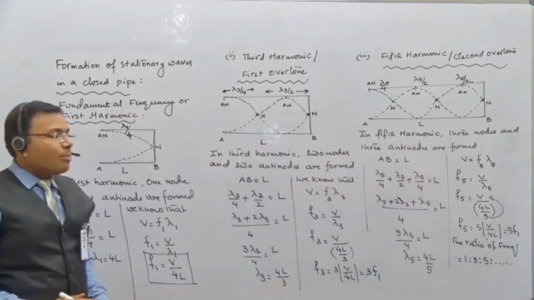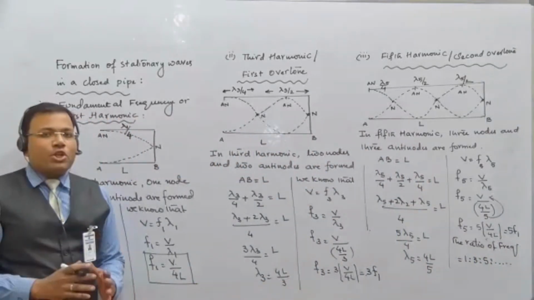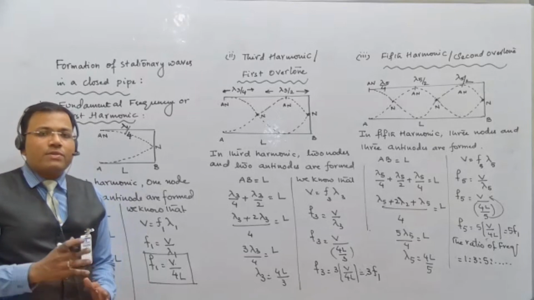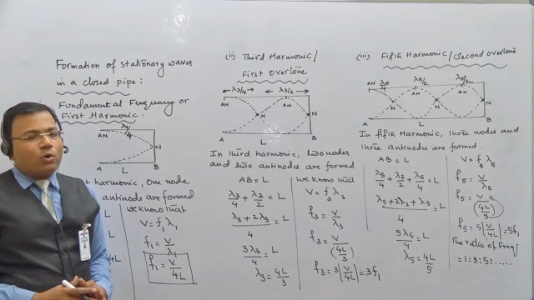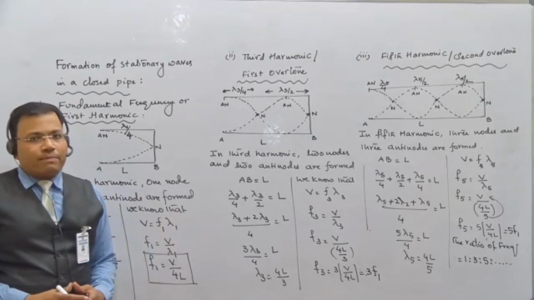So I hope you have understood how to derive the expressions for the fundamental frequency, that is the first harmonic, the third harmonic, and the fifth harmonic in case of a closed pipe, and the conclusion we are getting.